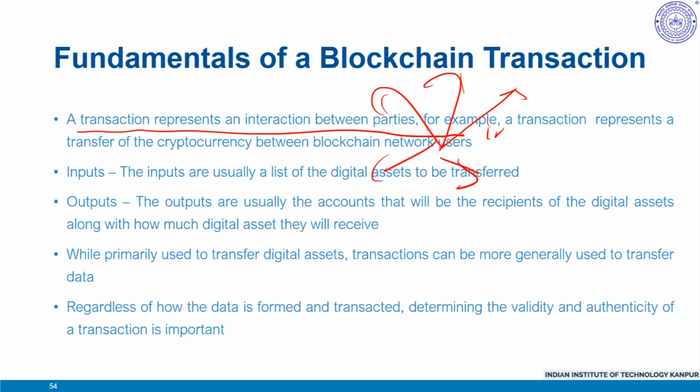Now, a single cryptocurrency transaction typically requires at least one input and one output. Let's start with the inputs. The inputs are usually a list of digital assets to be transferred. A transaction will reference the source of digital assets, providing provenance: either the previous transaction where it was given to the sender, or, in the case of new digital assets, the original event, the event where it originated.